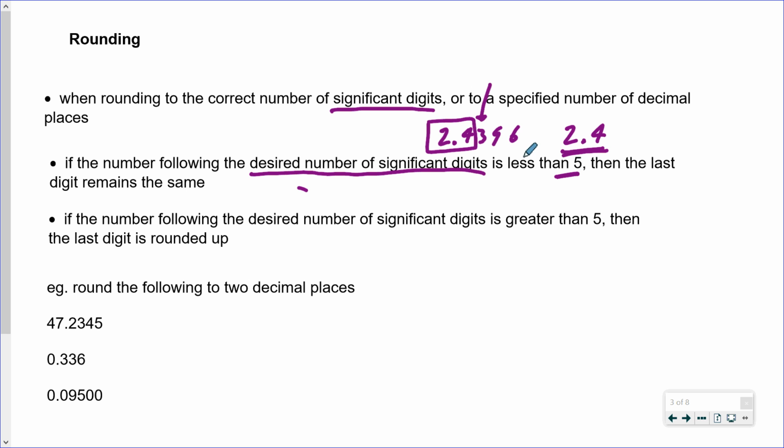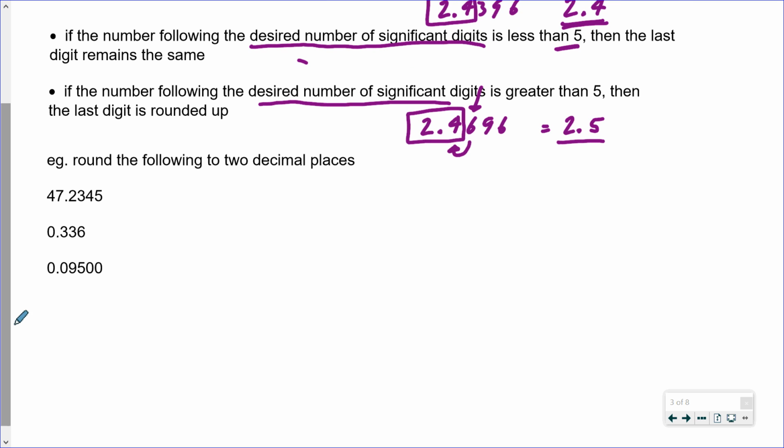If the number following the desired number of significant digits is greater than 5, then we're going to bump that last number up. So if I just change this a little bit to 2.4696, and if I'm still rounding to 2 significant digits, take a look at that next digit after what you're rounding to. If it is 5 or greater, what we're actually going to do is bump this one up. So that then becomes 2.5 rounded to 2 significant digits, or 1 decimal place.